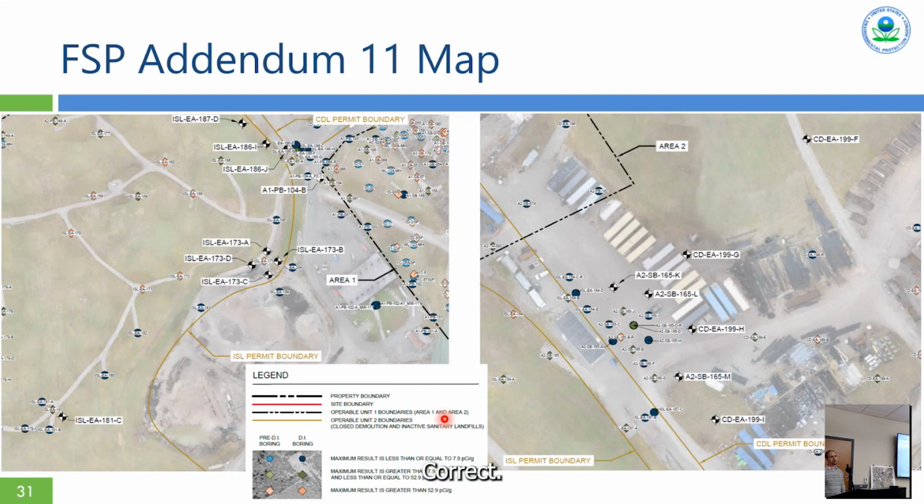Correct. They could take it off-site, but they're not required to. So they don't have to excavate on site up above or below 7.9. And anything above 52.9 has to be shipped off site. Got it. For disposal. Okay.